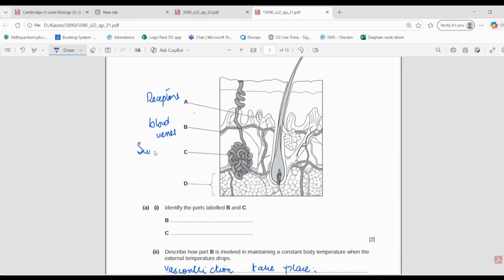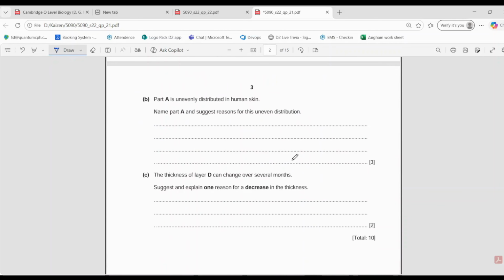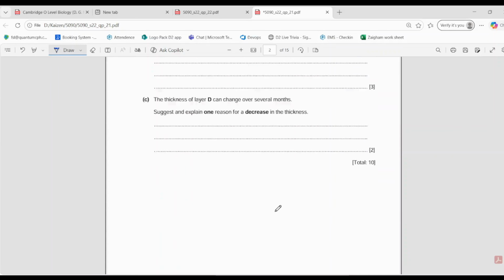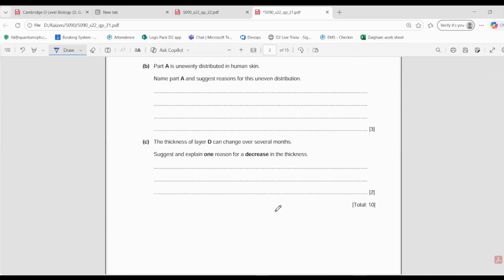What is the function of receptor? The word is they detect stimuli. What is stimuli? Yes, correct.